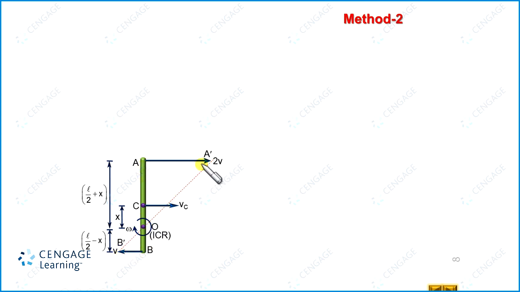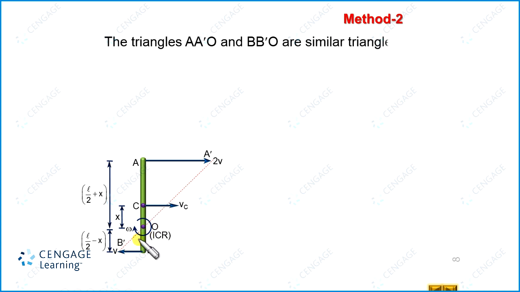Now we can use the property of similar triangles, because these angles are the same. We can write A dash divided by AO, that should be equal to B dash divided by BO. We are assuming here the total body is rotating about the ICR, that means pure rotation about the ICR.